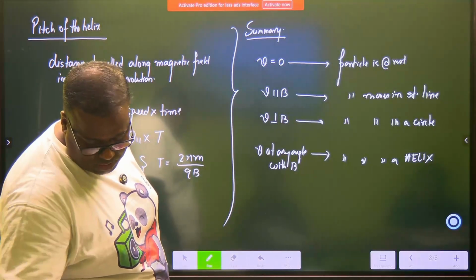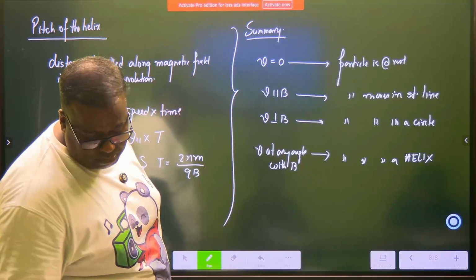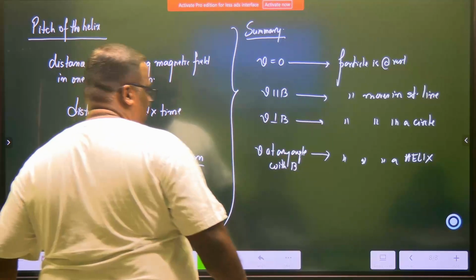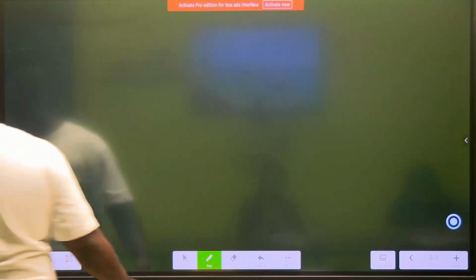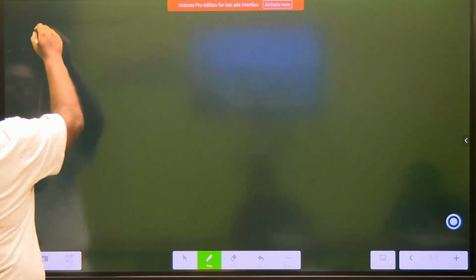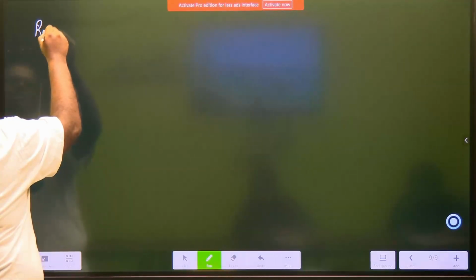I think there was one problem on this. Actually, the next ones become more easy and interesting, like Biot-Savart law, which we will do in the next class. Let's do this problem. And you only will tell me the formulas. If you know the formulas, you can solve it. What is the radius of the path of an electron? So we have to find out the radius.